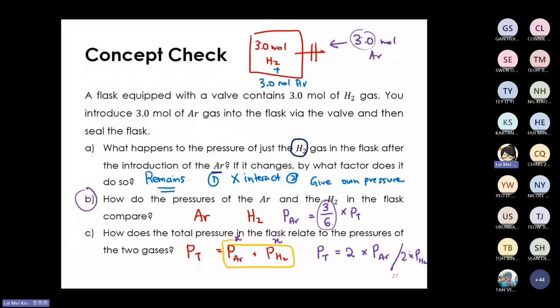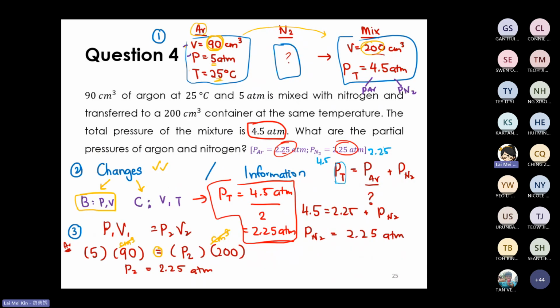Initially, can I draw? Okay. Sorry, let me look at the question. Okay, argon and nitrogen. Initially I have argon. So argon will occupy this one, 90 centimeter cube, and the pressure that they give is 5 atm. Okay, and then I'm going to mix them into a larger container. So this container is 200 centimeter cube, and the total pressure is 4.5 atm. But this container contains argon plus nitrogen mixture. So your question is why you cannot assume that argon is 4.5.